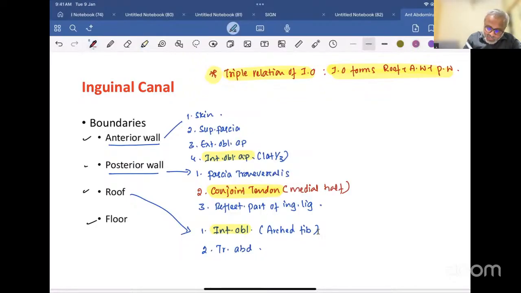Then the last thing is regarding the floor. As we know, the floor is formed by the medial half of the inguinal ligament.